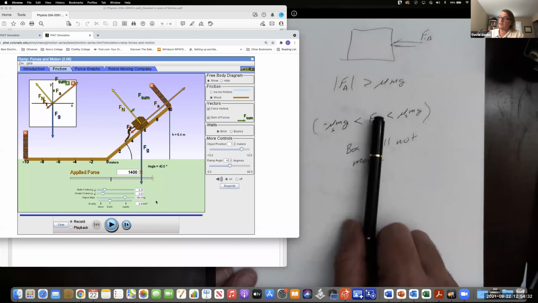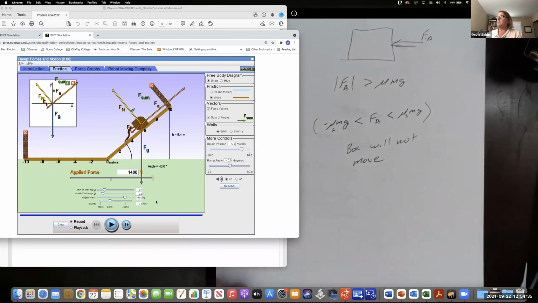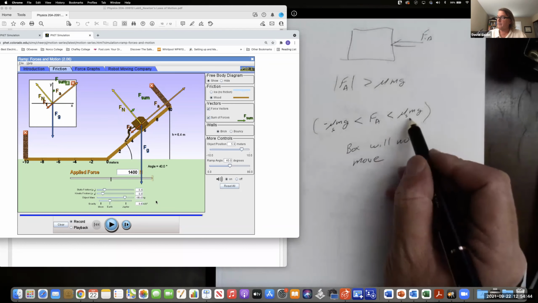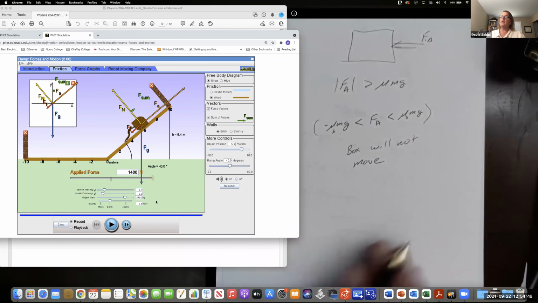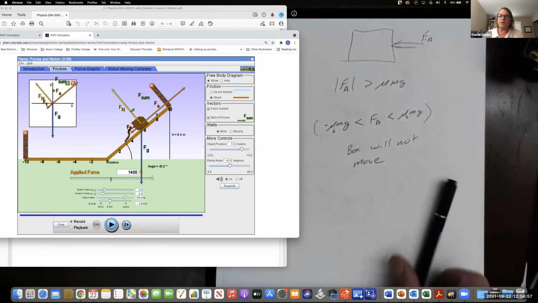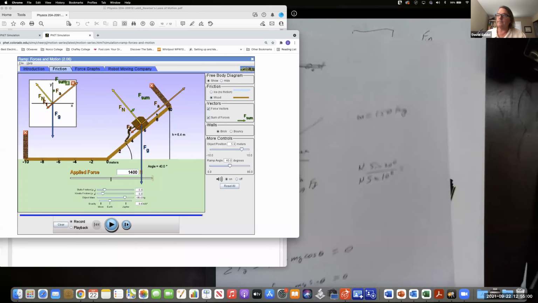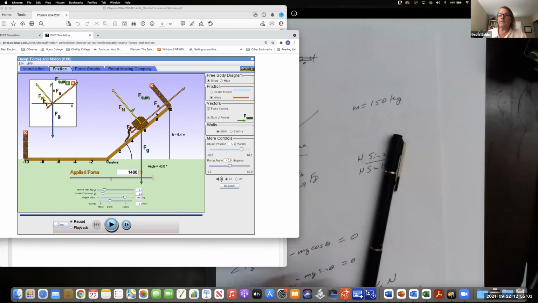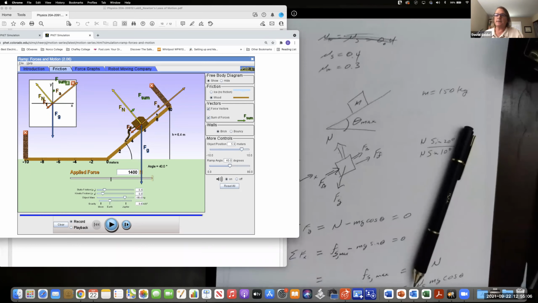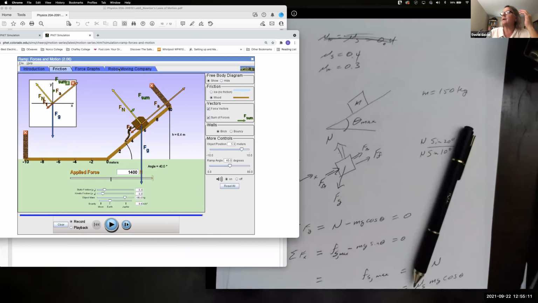So now I'm not using the absolute magnitude of F applied. I'm including its sign. The negative is to the left and positive to the right, but I have a big band of F applied where it won't move. That same band is going to exist on a ramp. It's just going to be offset around 0. It's not going to be at 0 anymore because mg is in place also. Okay? That all makes sense? Think about it some.